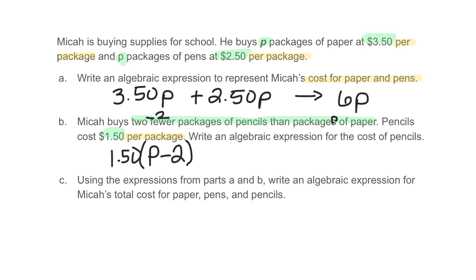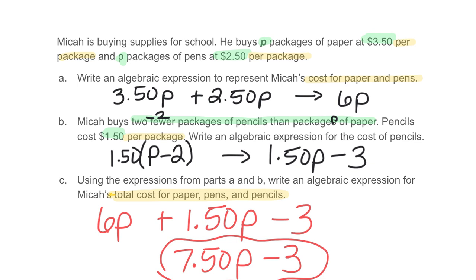And this can simplify using distributive property. So I can get 150p minus 3. Because 150 times p would be 150p. 150 times negative 2 would be negative 3. And then they ask us in part C to use these expressions from A and B to write an expression for the total cost of paper, pens, and pencils. So take a second, pause the video, and see if you can come up with an expression using what we got for A and B to write a new expression for total cost of all of it together. And then come back and see if you were right.